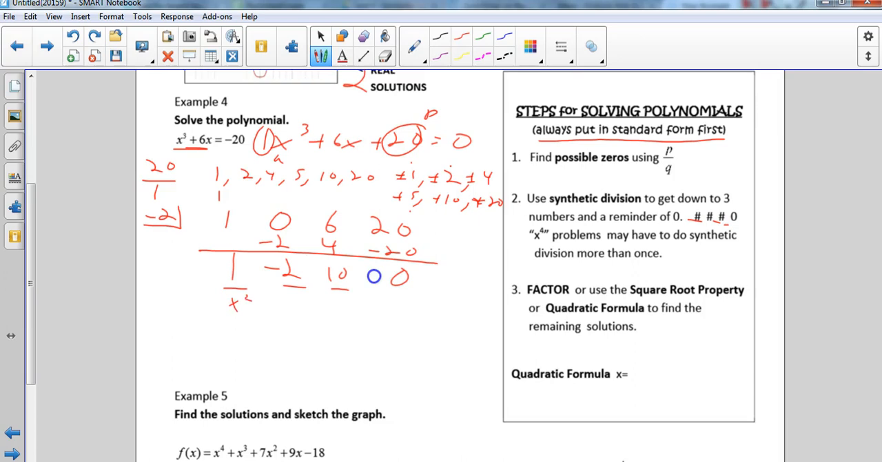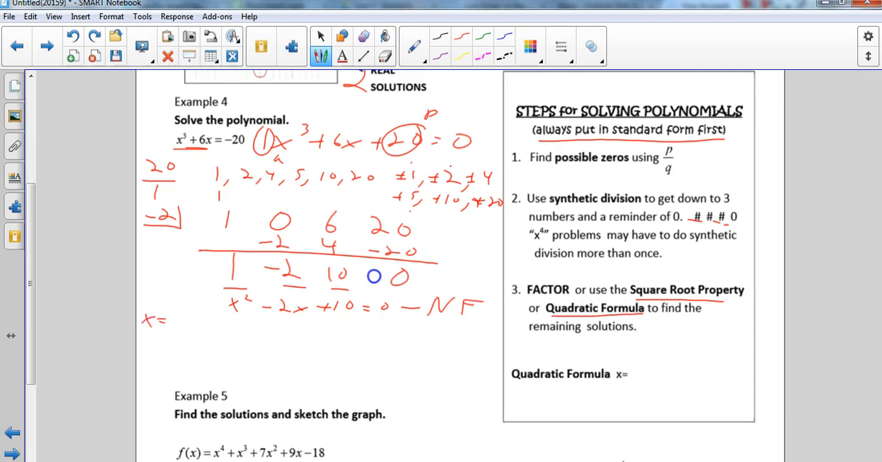This is x squared minus 2x plus 10 equals 0. So I want to try to factor it. Well, if I try to factor with guess and check, there's no two numbers that multiply to give me 10 that add up to negative 2. Doesn't work. So this one does not factor, which means I either need to use the square root property, which won't work on this one. I've got too much information, so I'm going to have to go with my quad.